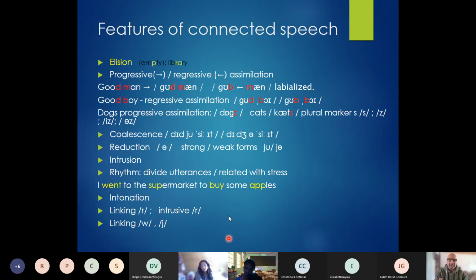Now, if it's a yes or no question, you're going to use a rising intonation, right? Are you going to come? Are you going to come? Yes or no? And then yes, a rising intonation, no, a falling intonation, because you're offering two options, right? And then, are you going to come? And you make a pause. Maybe you want to give some time to the listener to react. Are you going to come? Pause.